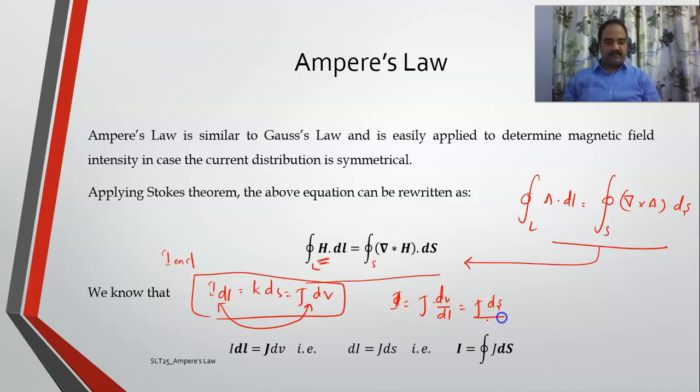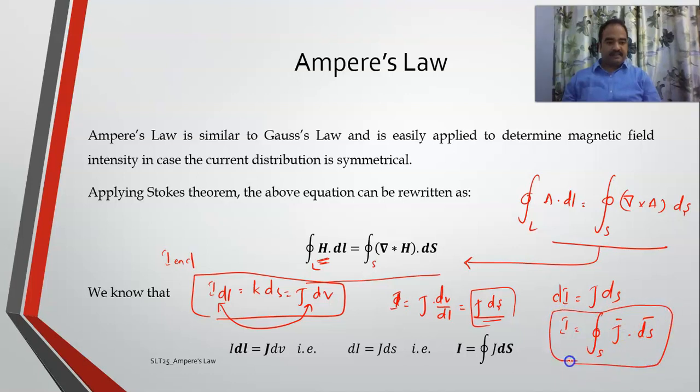So if I am considering this as a differential area, automatically I need to consider it like this, right? So I can write I as the integral of J dot ds over the entire surface area. This is my conversion of I enclosed in terms of current density. So now for Ampere's law, I will apply these two terms for the left and right side.